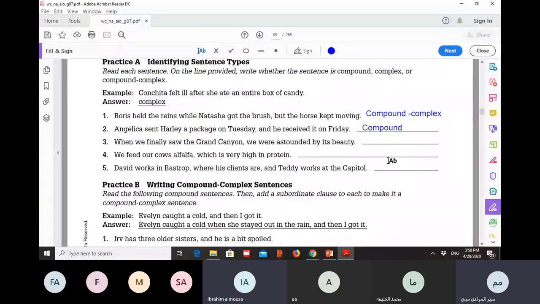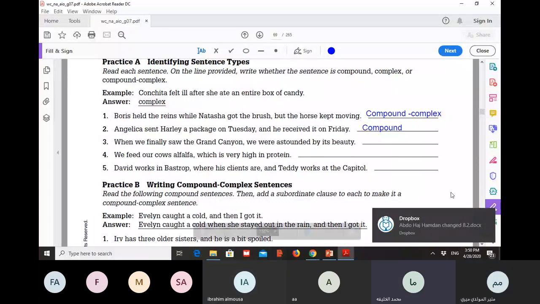That's right. Why? Can you explain? No, how come "finally"? Listen to me, Ibrahim. Always when you think about a complex sentence, there must be a main clause and a subordinate clause. Try to find where is that subordinate clause.